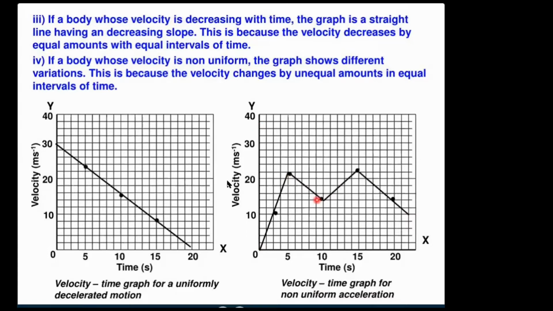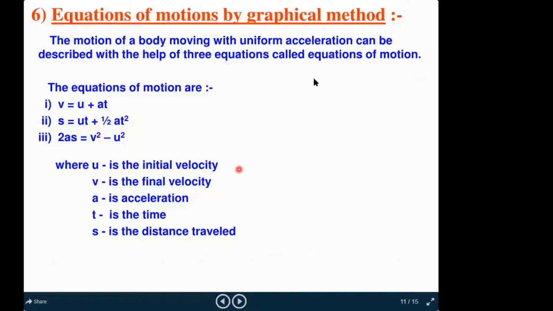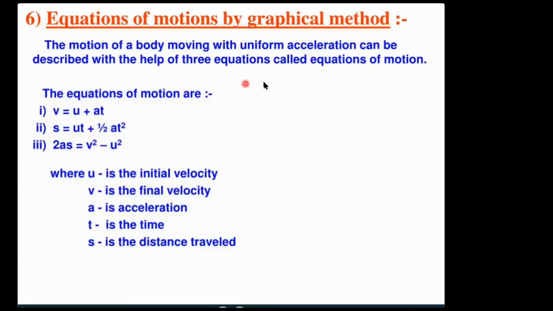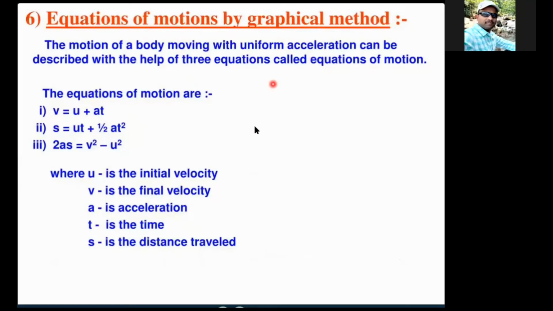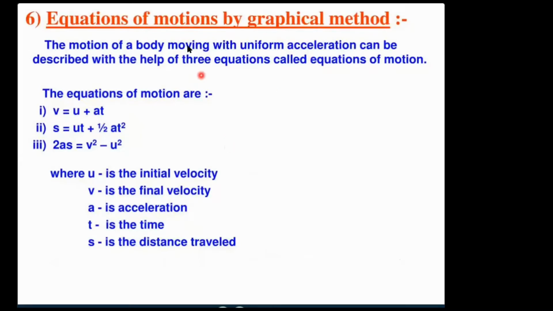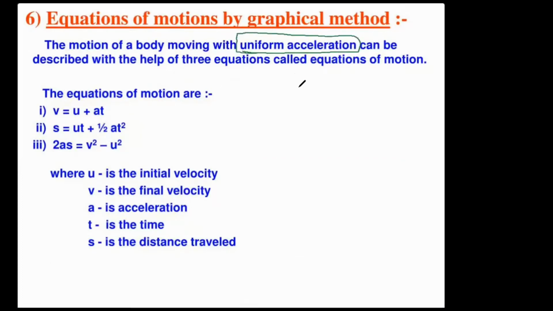Next one: equations of motion by graphical method. Here we have the three equations of motion, right? The motion of a body moving with uniform acceleration can be described with the help of these three equations. In which situation do you use these three equations of motion? If our vehicle is moving with uniform acceleration, right?